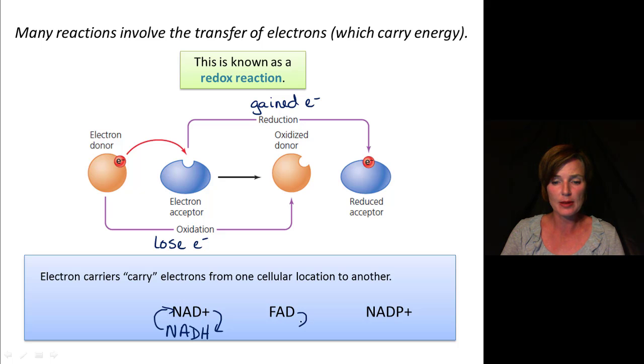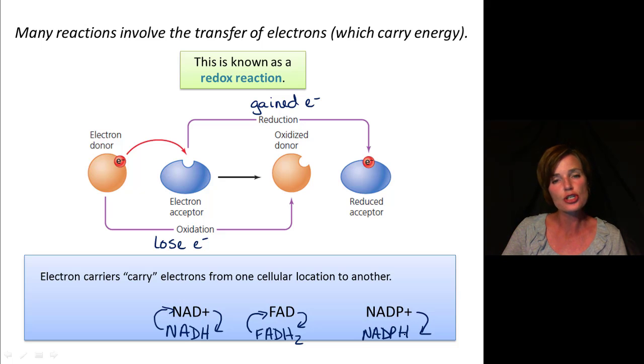FAD is going to grab electrons and turn into a molecule that we call FADH2. And then it takes those and again transfers them to another location, and we'll see that it changes right back to the form that does not have the electrons, which would be the oxidized form. And NADP+ is going to act similarly, and this one's name will change to NADPH when it's holding on to those electrons, and then it will pass them on and turn back into NADP+. So with all of those, they are really temporarily gaining electrons and then giving them back up.